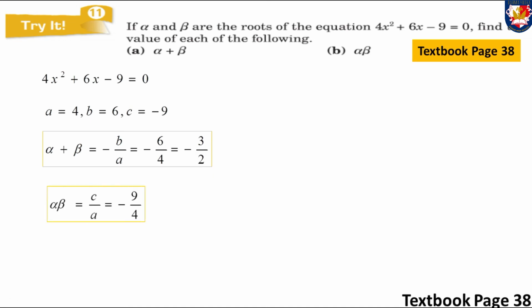For b, alpha times beta, the formula is c per a. So it equals negative 9 per 4, because c equals negative 9 and a equals 4.